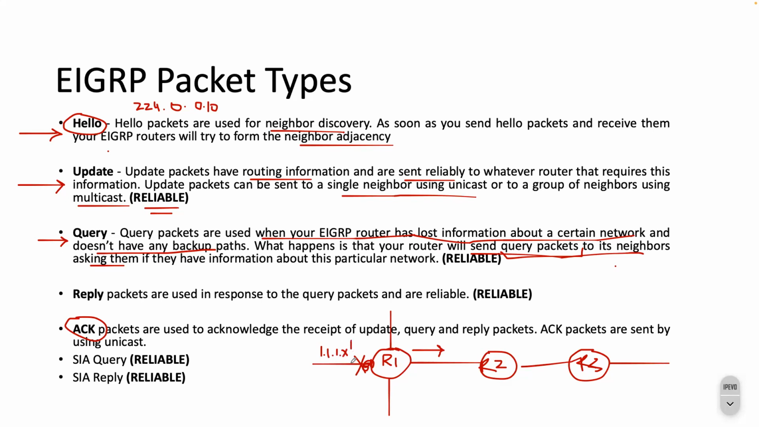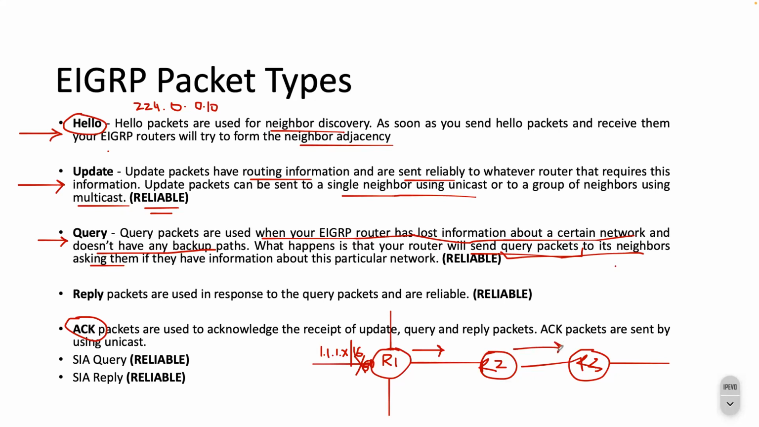Earlier, the R2 routing table had this route, and it said the next hop is R1. But now R1 has sent a partial update to remove that route from the R2 routing table. R2 has removed that route and lost that information. But R2 will still send a query packet towards R3.